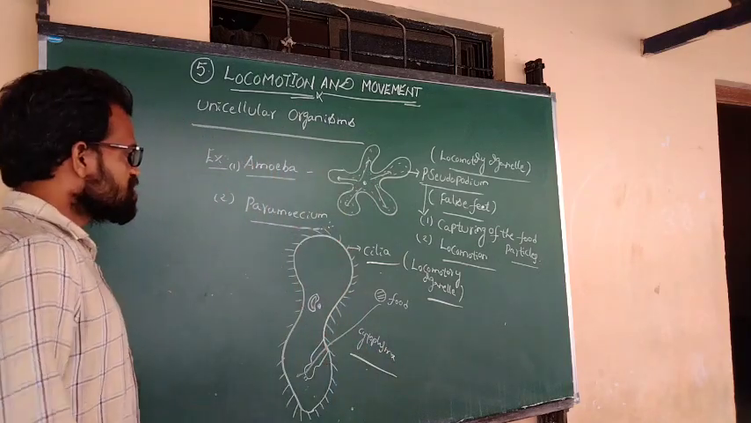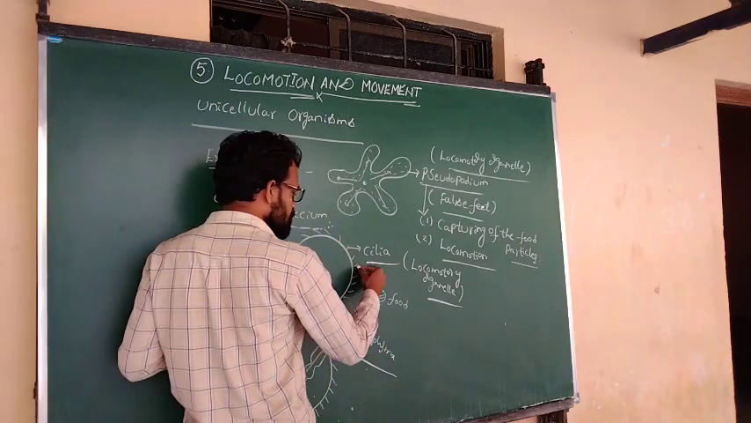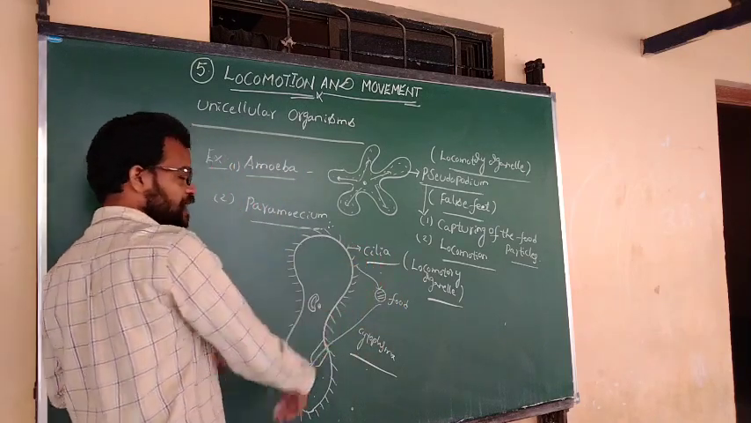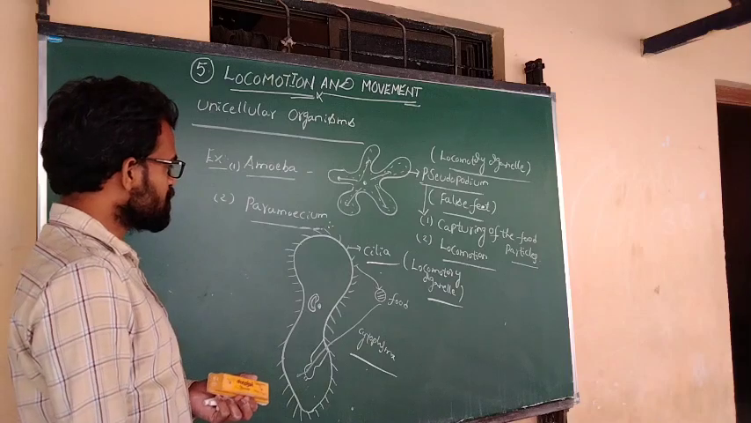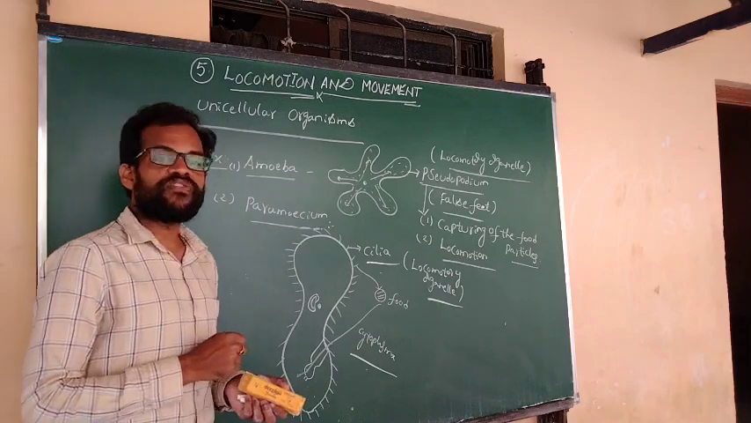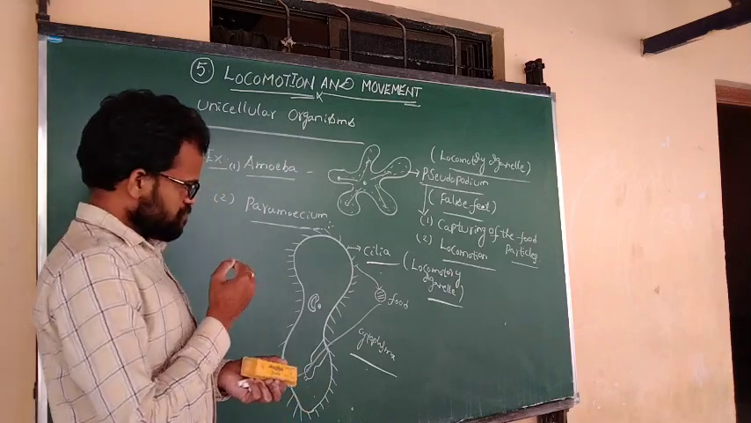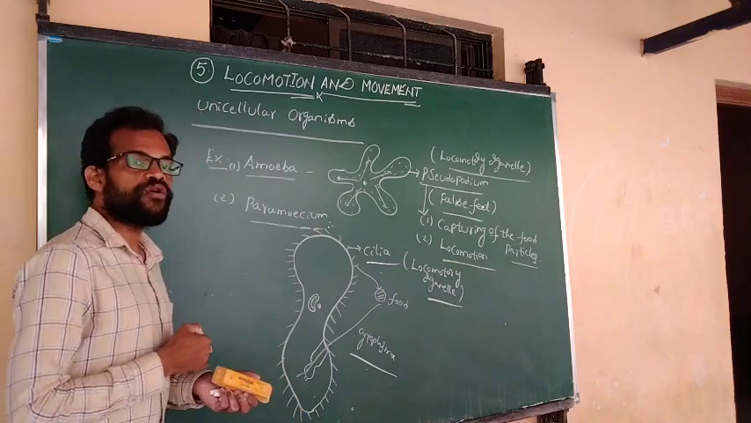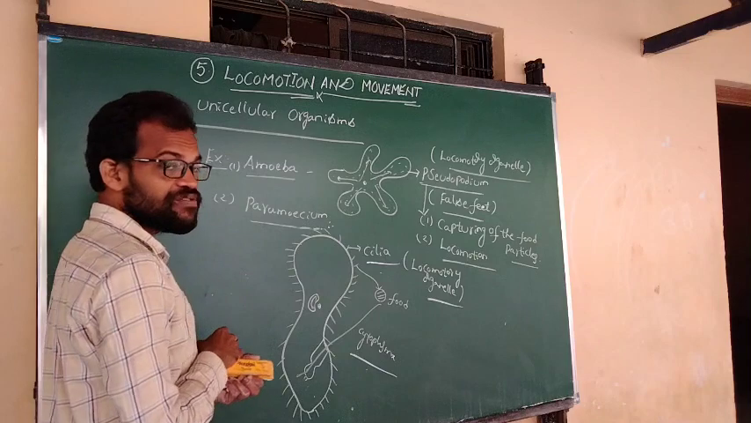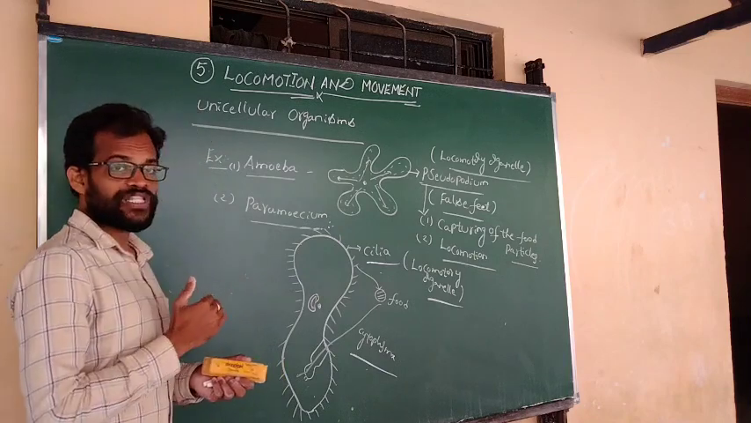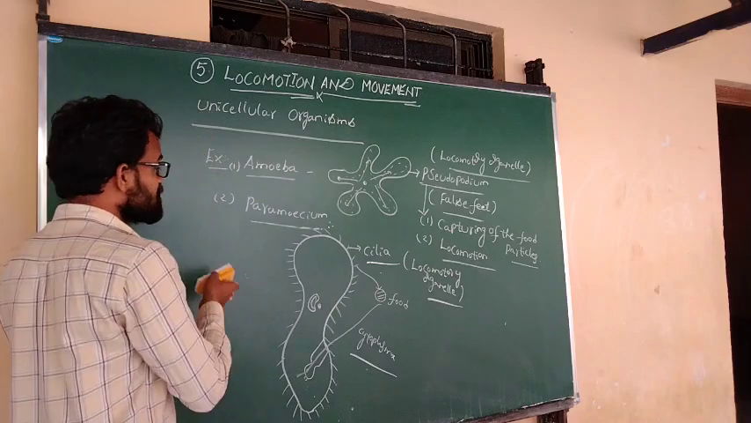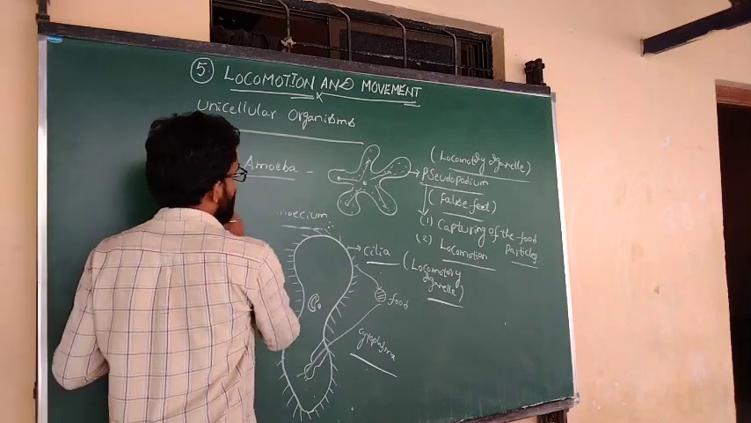Cilia are helpful for the movement of food particles into the cytoplasm. In the Paramecium, how does the Paramecium move from one place to another? With the help of cilia. These are the locomotory organelles present in the amoeba and Paramecium.